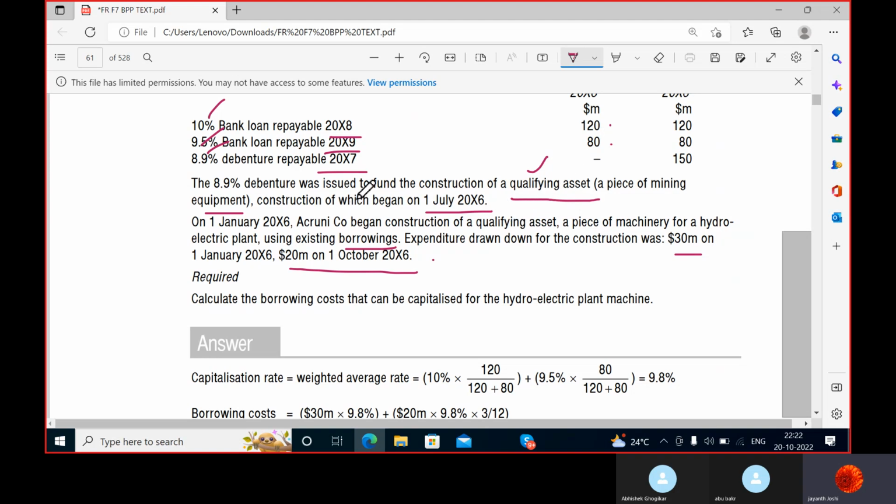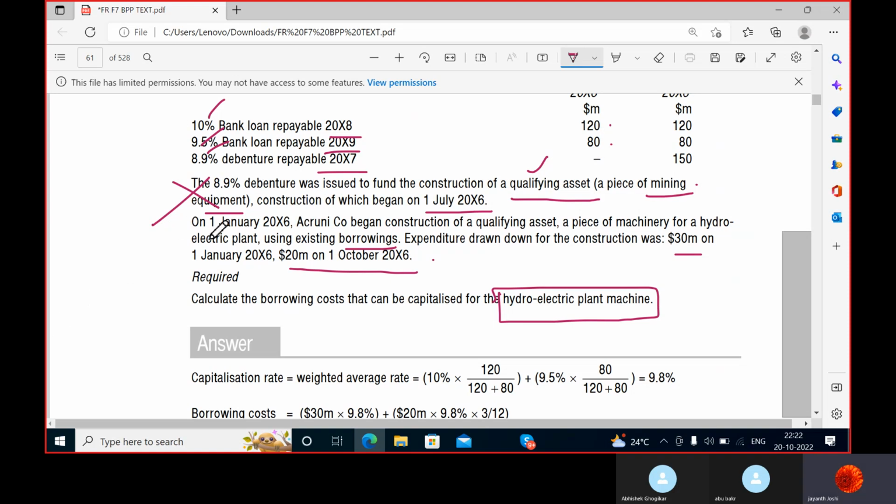The 8.9% debenture was issued to fund the construction of a qualifying asset, a piece of mining equipment, which began in 2006. On 1st Jan, Acronis company began construction of a qualifying asset, a piece of machinery for a hydroelectric plant. What they are asking is to calculate the borrowing cost that can be capitalized for the hydroelectric plant machine. That means we are not going to take this 8.9% debenture because it is used for mining equipment construction.